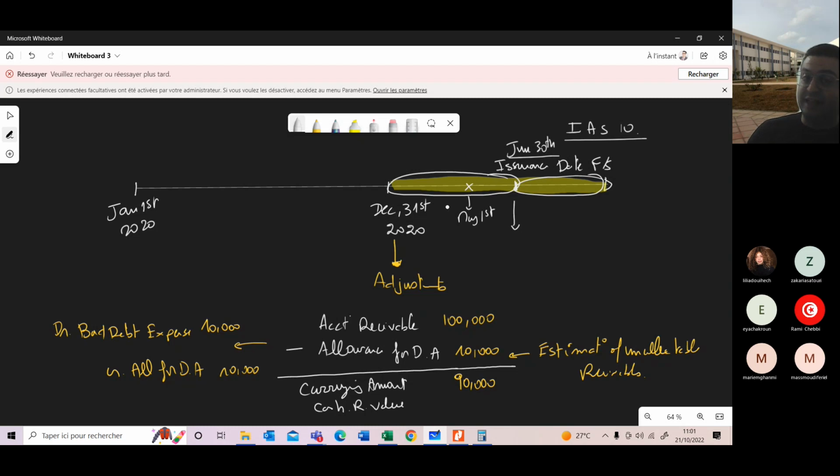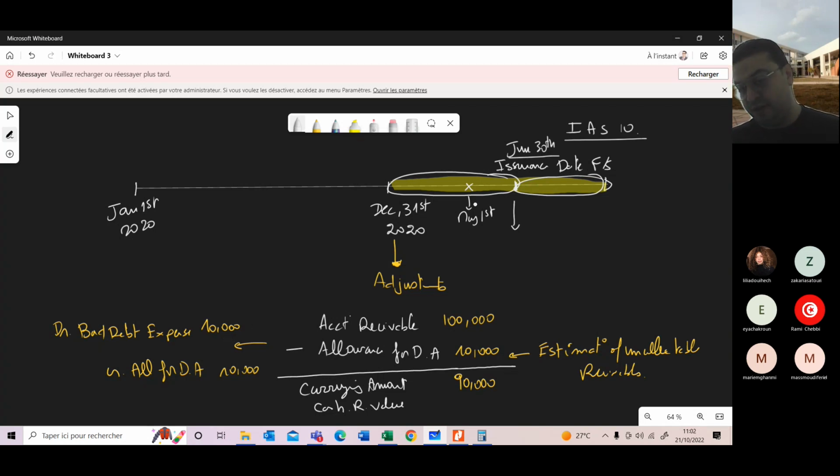Now, you get information that the customer will get an agreement to contract a loan from a bank, and this loan will be serving the company to survive. So the loss for doubtful account no longer makes sense. The probability to collect is higher, approximately 95% now, with a 5% risk. So is it possible that you keep this bad debt expense of 10,000?